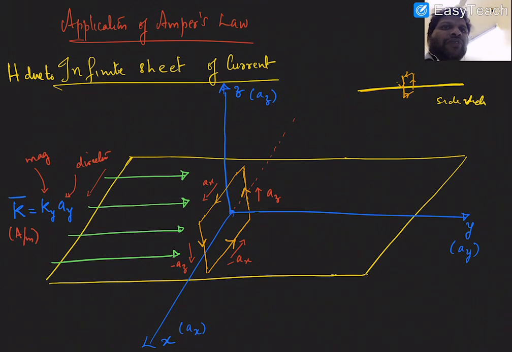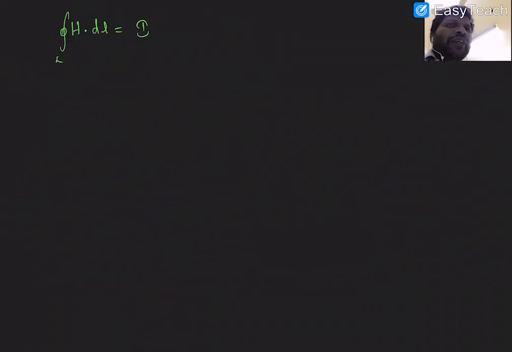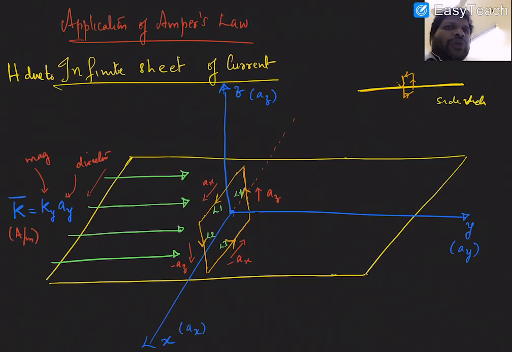I will consider this as 4 pieces for easiness. This is line 1, this is line 2, this is line 3, and this is line 4. So what does Ampere's circuital law say? It says that the closed loop integral of H dot dl will be equal to I. In this case, how can I get the total closed loop integral? Let us consider my H in this direction.